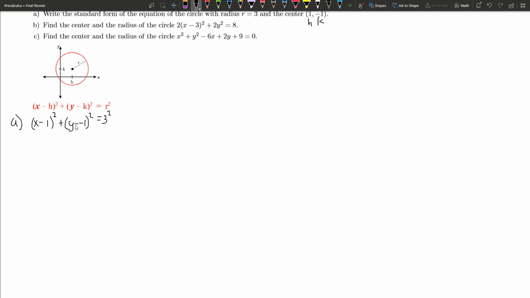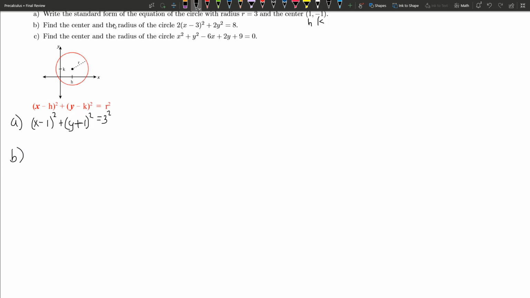Now the shortcut is to think of a minus of a negative as the same thing as just adding, right? So we could convert that to a plus. And that's the equation of my circle. And if I want, I could convert this to the number 9, but that's not necessary.